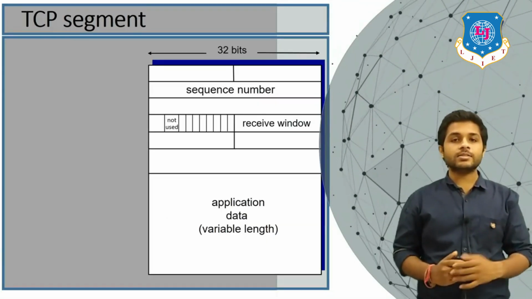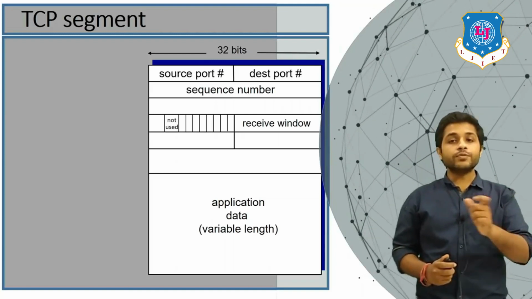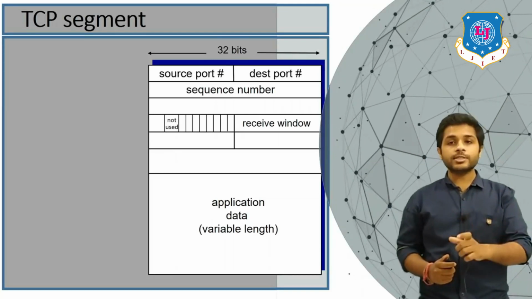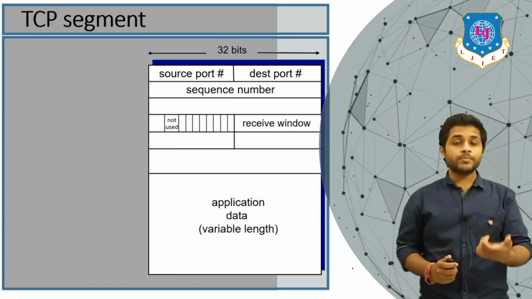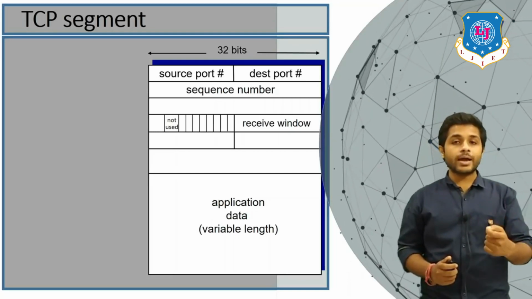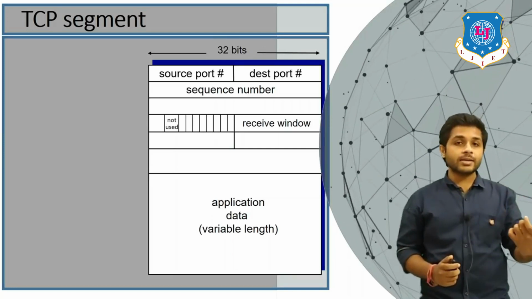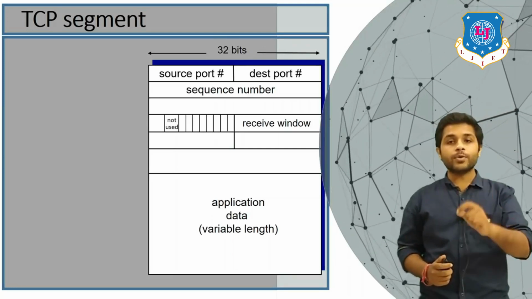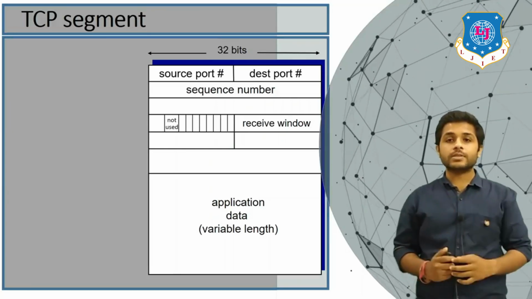Now let's see the TCP segment. The first 2 fields are the source port and the destination port. Again these fields are 16-bit. The source port is the port address of the application which is running at the sender side, and the destination port is the port address of the application running at the receiver side.